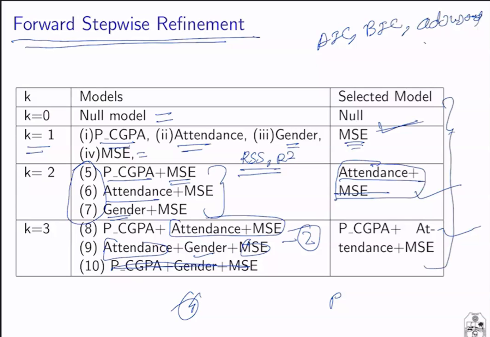See here, the number of models that are generated is less. These are the four, 4 plus 3 is 7, and in this case 2, so only 9 models are generated. So the number of models generated is reduced from 16 to 9 in the case of forward stepwise refinement. In forward stepwise refinement, the algorithm works like this: one attribute is added in every iteration. So this algorithm is called the forward stepwise refinement algorithm.